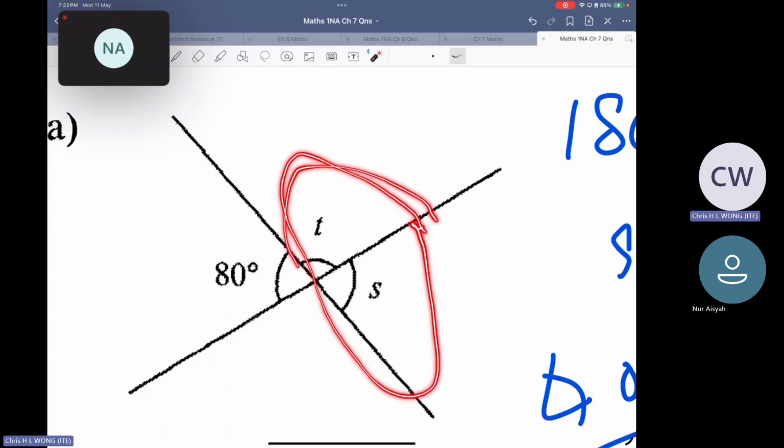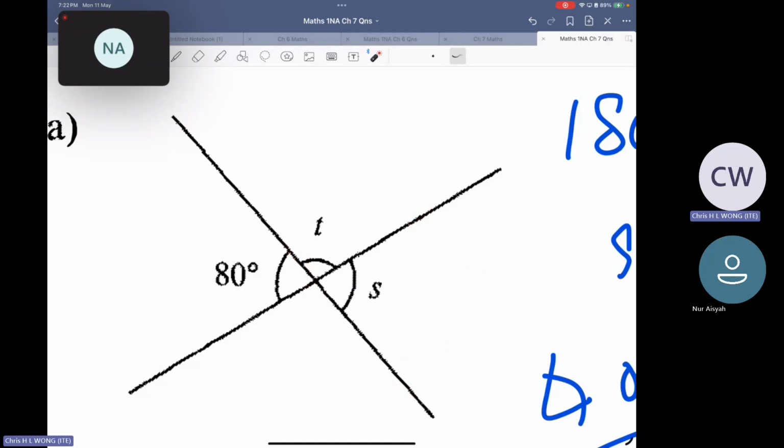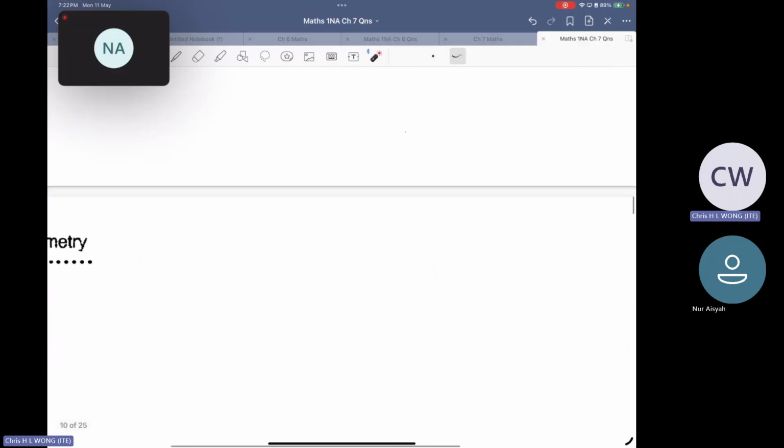Because if you use this, you must take 180 minus t, isn't it? Unnecessary. You get back the same thing as s. So 180 minus 100 gives you 80. Unnecessary subtraction, so it is better that you use vertically opposite angle. Okay.